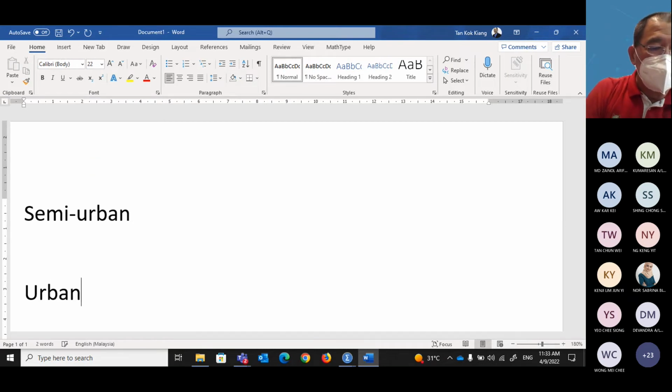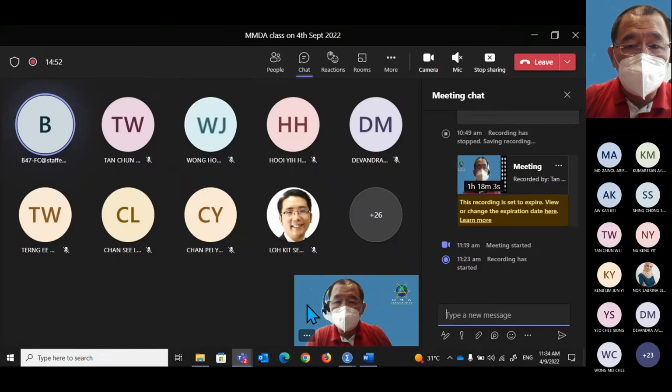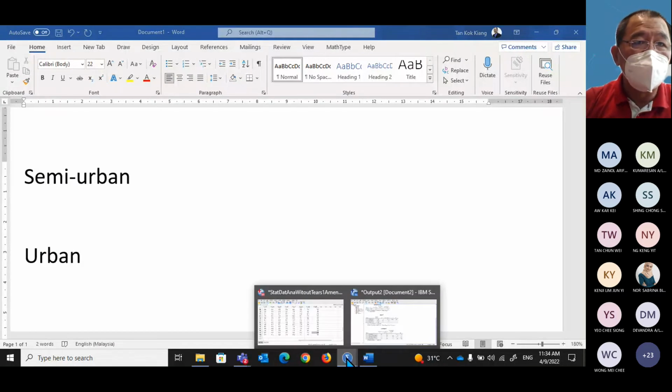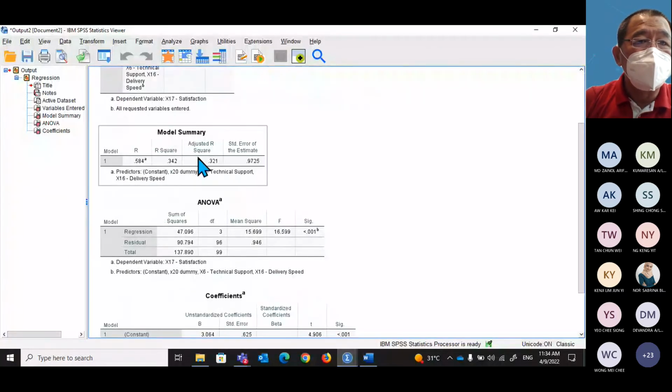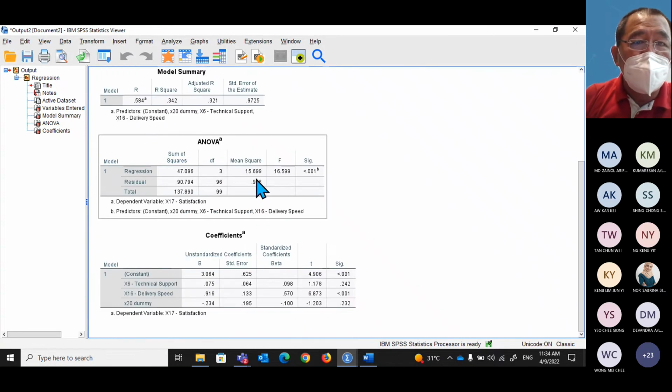Okay, so now if no question, we can continue to do the interpretation. So we see the output now. For this one, of course the values change, because you add in one more dummy. But how to interpret is still the same like just now. How to do the F test is still the same like just now.